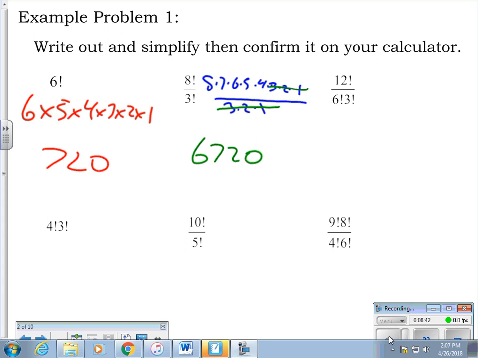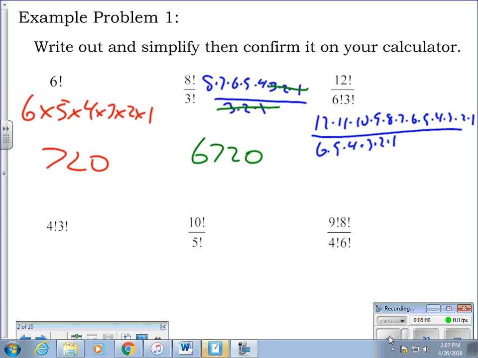So, if I look at this last one here, 12 times 11 times 10 times 9 times 8 times 7 times 6 times 5 times 4 times 3 times 2 times 1 over 6 times 5 times 4 times 3 times 2 times 1 times 3 times 2 times 1. And once again, if I were doing this by hand, that all cancels out. 6 times 5 times, because I got the same thing on the top and bottom, those all disappear. 3 times 2 times 1, that's 6. 6 goes into 12 twice.